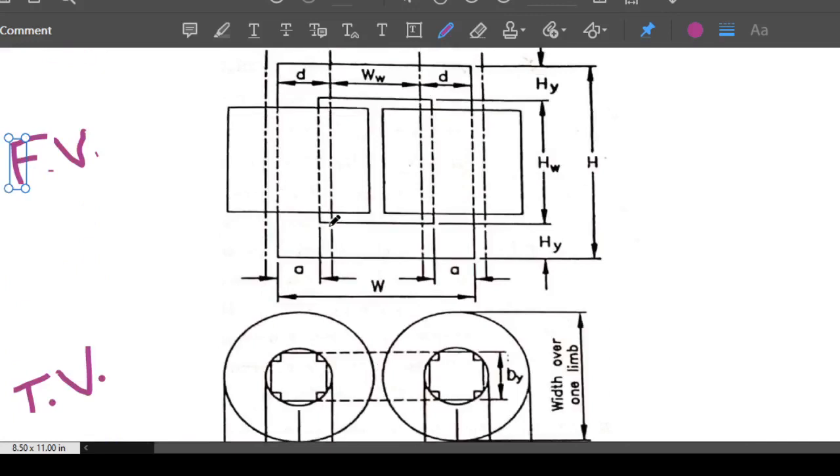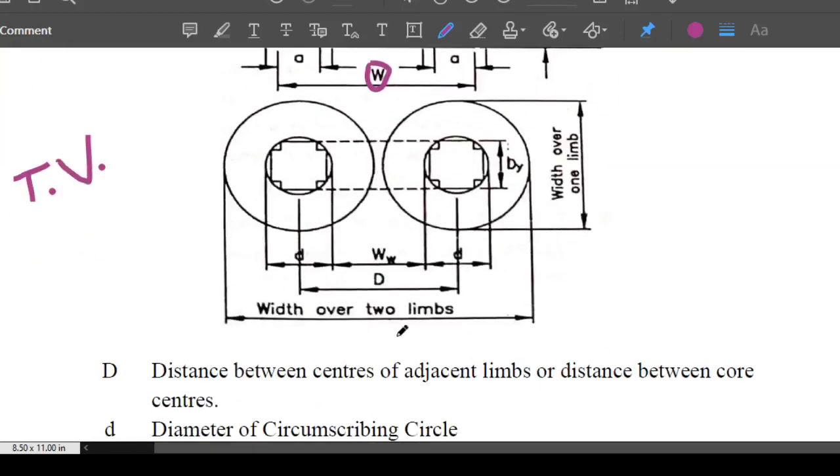Here, let me tell you what the terminologies used here are. This W stands for the width of the transformer. This is the overall width, you can see in this arrow mark. Similarly, this H is your overall height of the transformer. So, if you take this as a transformer, this W is the overall width, and this H is the overall height. And what does D stand for? From this diagram, if you see, this D stands for the center to center distance.